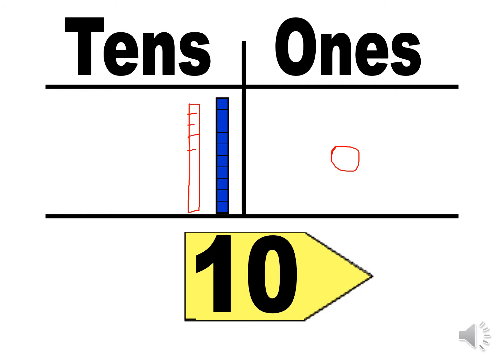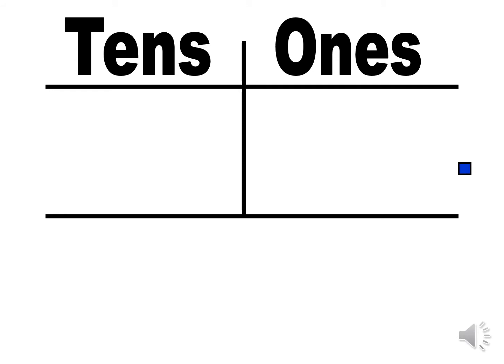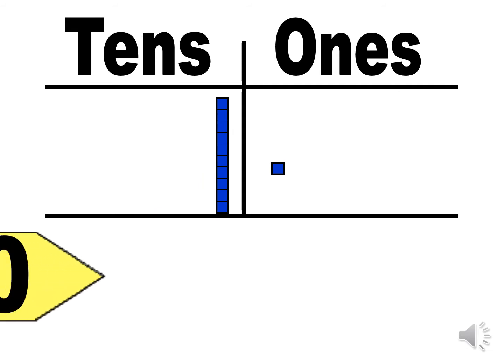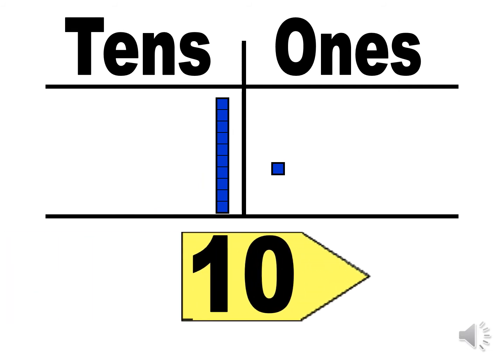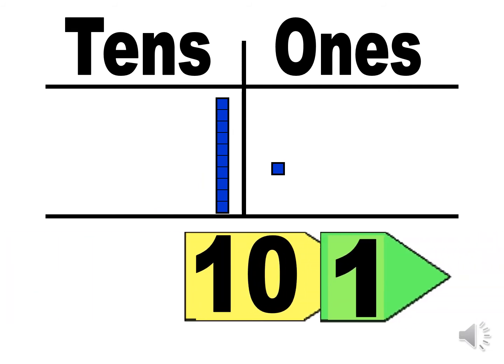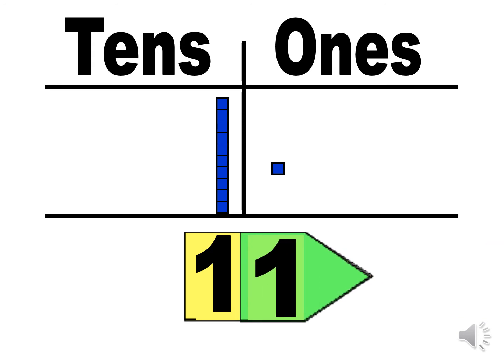Let me do some more examples so it will be much easier for you. In this number, how many ones do I have and how many tens do I have? I have 1 ones and 1 10. So I have 11.